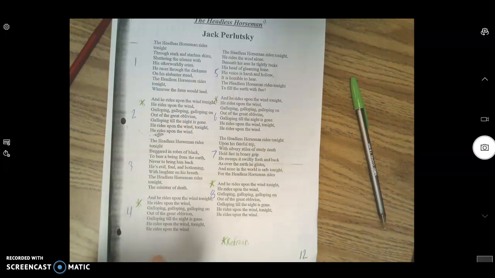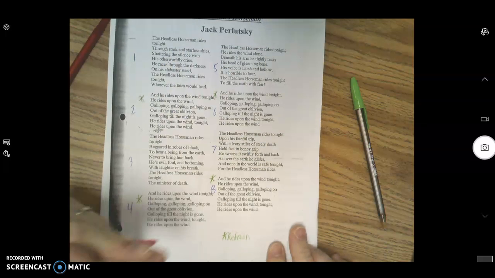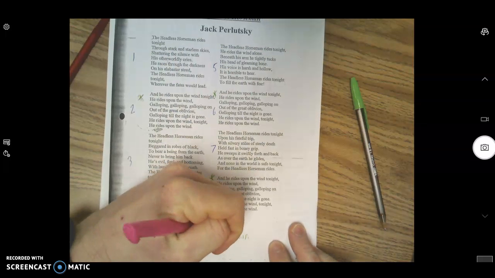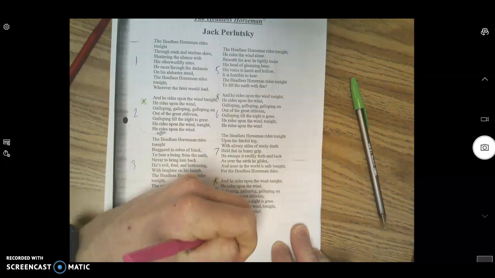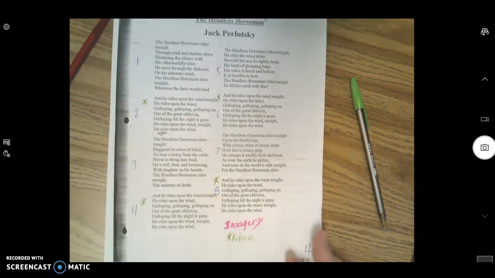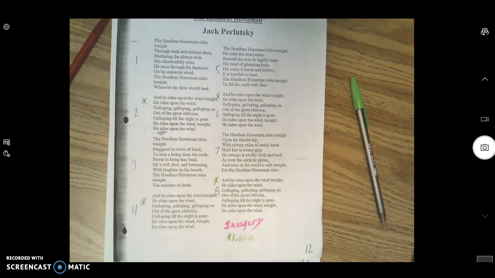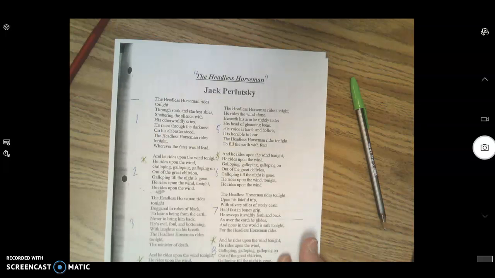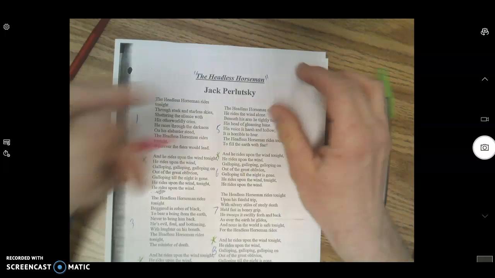The first thing we're going to look for, I'm going to take this pink highlighter. I don't care what you use. I'm going to look for imagery. Now, we talked about the other day, imagery is one of the easiest things you can find because if you can see it in your head, it's imagery. Just the title is imagery, right? Because what are you guys thinking about right now just looking at the title? The Headless Horseman.